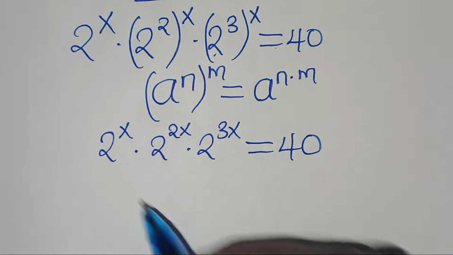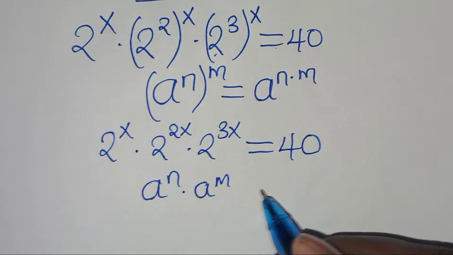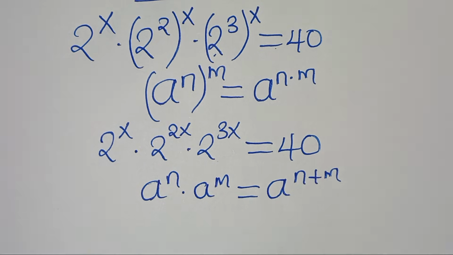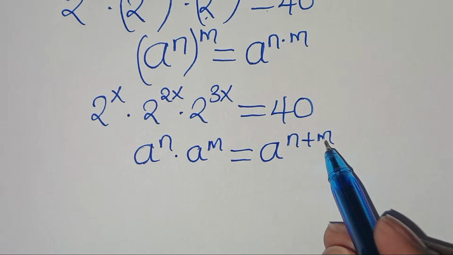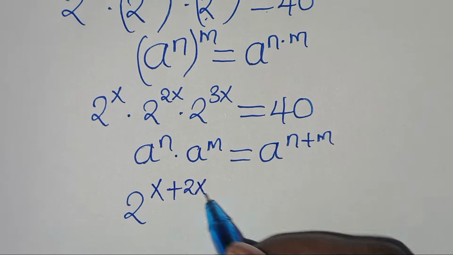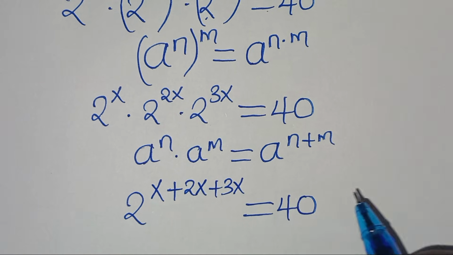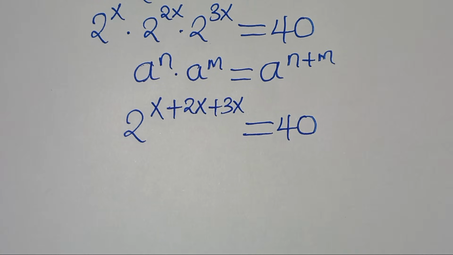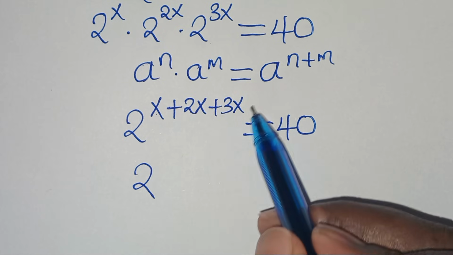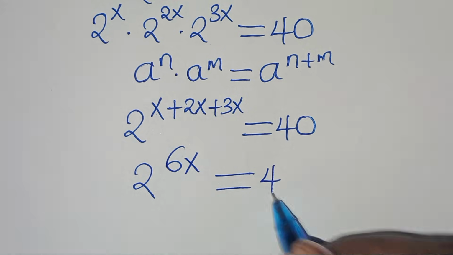Now, this is in the form of a to the power of n times a to the power of m, which can be expressed as a to the power of n plus m. Applying this exponent property, then we have 2 to the power of x plus 2x plus 3x. This is equal to 40. So we have 2 to the power of x plus 2x, this is 3x, plus 3x, this is 6x. This is equal to 40.